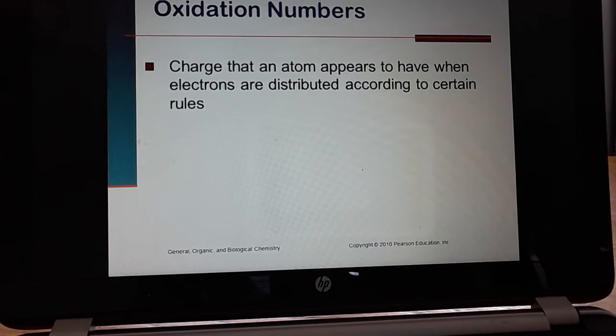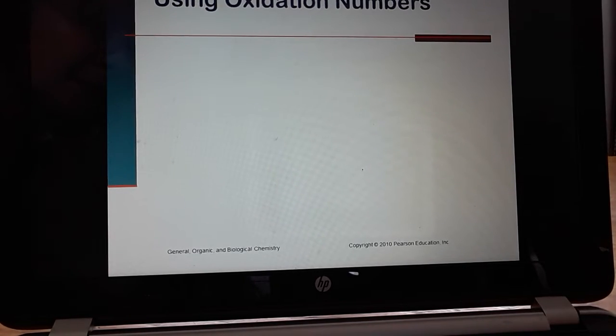Oxidation numbers are used ultimately to balance chemical equations, but first of all we need to know what they are. So there's your formal definition: an oxidation number is a charge that an atom appears to have when electrons are distributed according to certain rules. Now, the following rules you'll get in your textbook. Keep them open beside you as we go through these. I've got a summary of them on the next couple of slides.